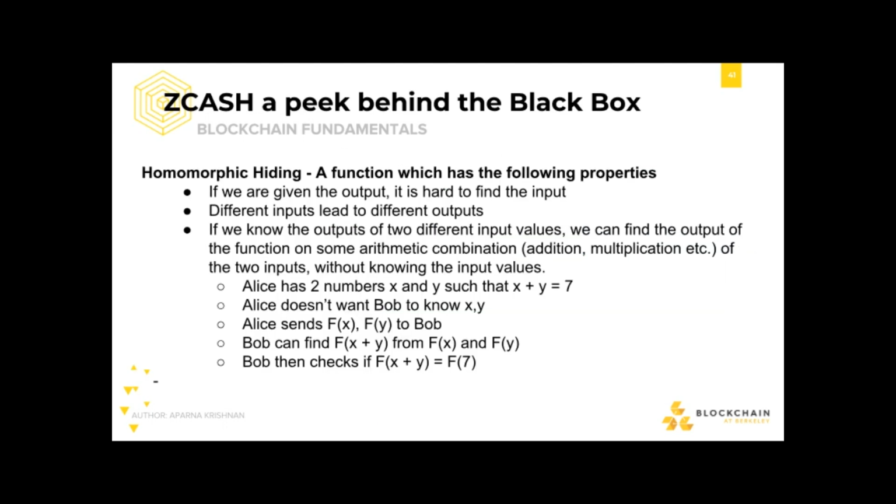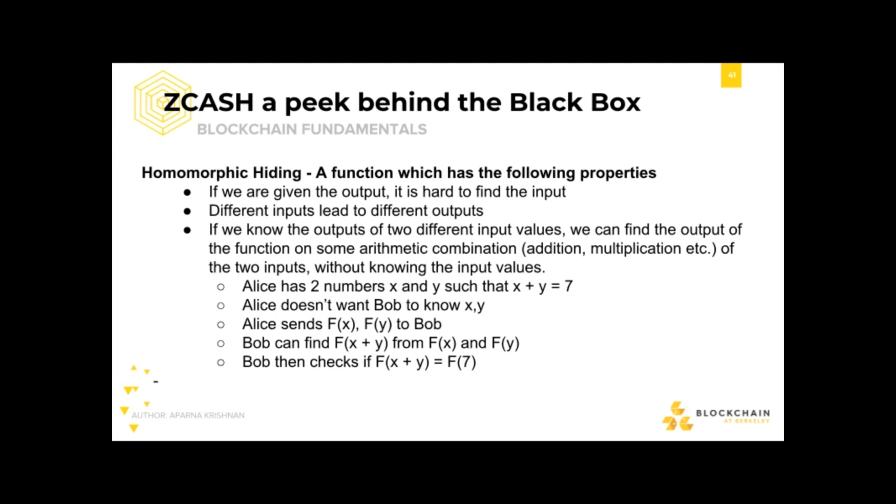So here's a little peek behind some of the math that goes behind it. ZCASH uses something called homomorphic encryptions or homomorphic hidings. The idea is if we're given an output, it should be hard to find an input, and different inputs should lead to different outputs. So an example of a homomorphic function is, say I'm Alice and I have two values, x and y, such that the sum of them is 7. Now I don't want Bob to know what x and y are. I just want to prove to him that I know such x and y values.